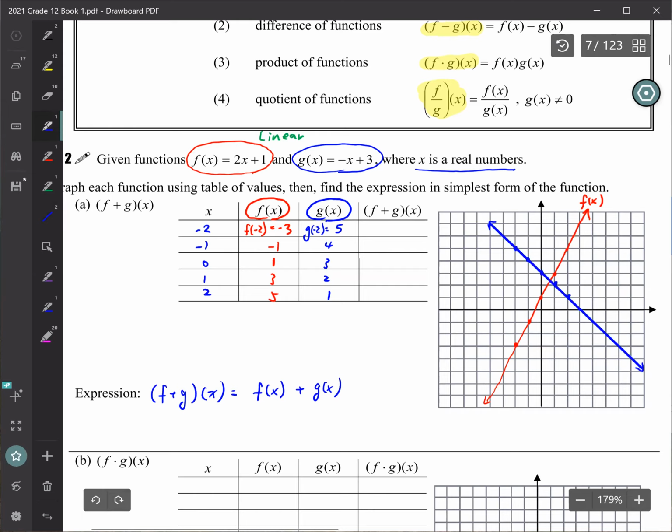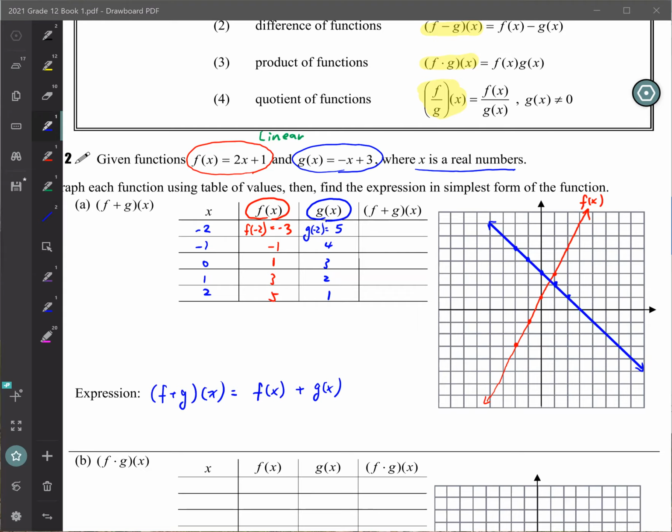Okay, I will wait for you guys to finish. Please raise your hand again once you finish the graph and the table. And don't forget to label your graph. The second one is g of x.